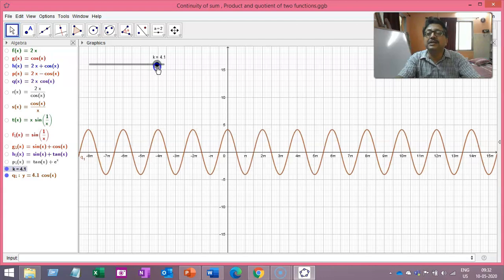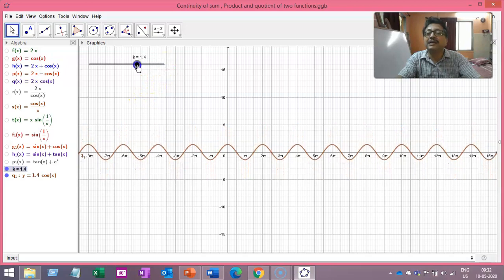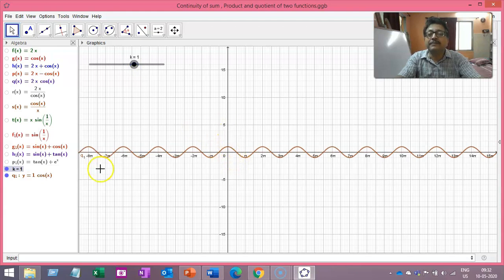See, it is changing. What is changing over there? What is the maximum value of cos x? 1. What is the minimum value for cos x? You all know, minus 1. So if you go back there, this is for k equal to 1. It is magnified 5 times when I have taken 5 cos x over there.